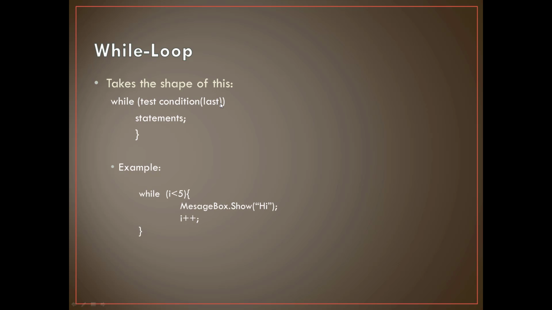So at first it looks like it is going to be simpler, but in the end you're going to realize that we actually have to have pretty much those three things even in a while. And so it's going to test, and if this condition is no longer met, it's going to jump out of it. So if we look at i is less than 5, it's going to do the message box show hi, like we did in the last video, and then it's going to increment up.